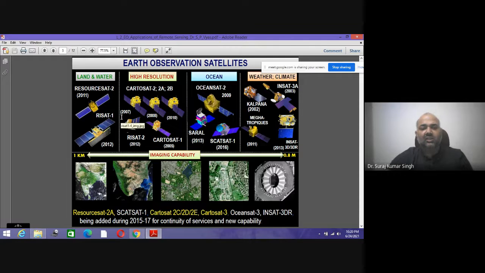So you can see that we have a variety of data sets pertaining to the application. Whether you want to go for land and water study, high resolution mapping, ocean studies, or weather and climate studies, for each and every study we have a different kind of data sets, satellite imageries, that we will be interpreting, and we will see how these satellite images are used for various applications. You can see these are the various satellite images representing the various Earth features.